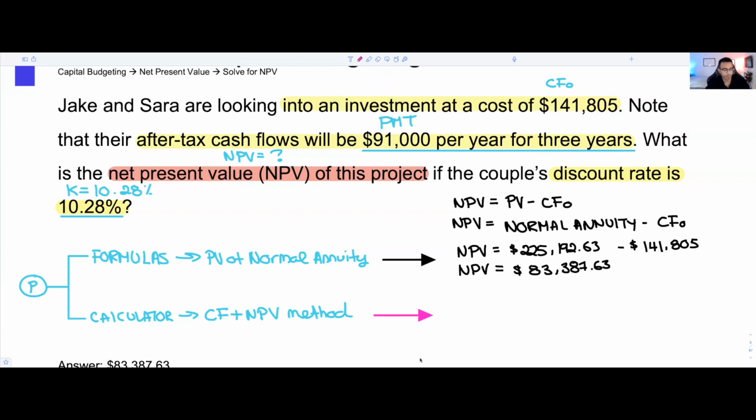So what you would do is open your calculator and use the CF function that you see right here. So you're going to press CF. You're going to do second clear work just to make sure that everything's okay. You're going to go on CF and place in your CF0 as being 141,805. Okay, so you're going to do enter. So now you have 141,805 for your CF. Notice how it should be a negative number. It should look just like this. So minus 141,805. So that's your CF0.